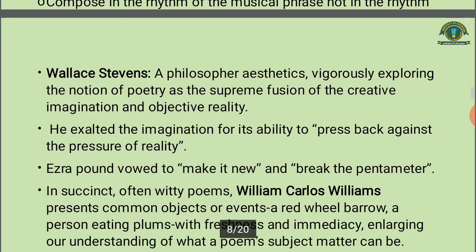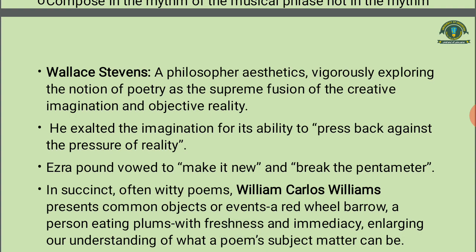Then there is another writer and poet, Wallace Stevens, a philosopher of aesthetics, vigorously exploring the notion of poetry as a supreme fusion of the creative imagination and objective reality. So his view is also about the objective reality of life and the creative imagination. So what is creative imagination? Creativity is when a writer is creating something of his or her own, and objective reality is when you have to talk about other people, about the lives of other people. So that is objective reality.